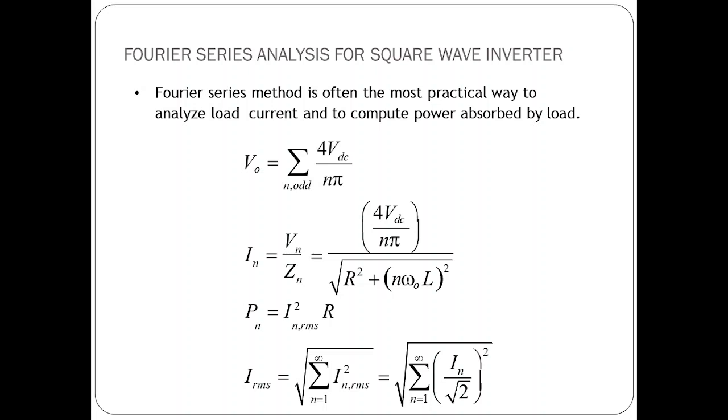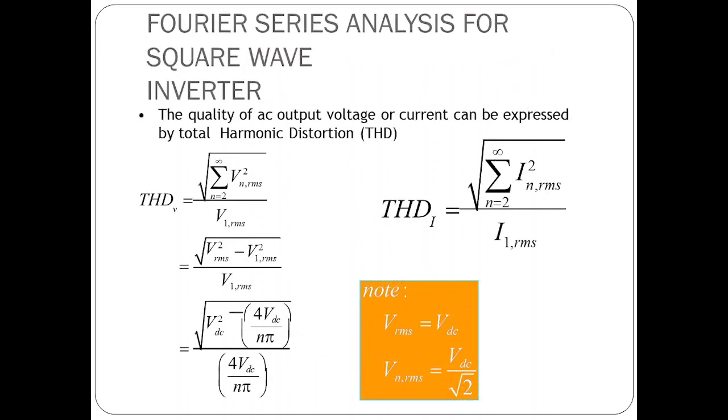Now to calculate these parameters, we require the formula P is equal to In square RMS into R, and therefore the RMS current is also found, and the Fourier analysis is done here. Now the Fourier series analysis for a square wave inverter will be used. So the Fourier series analysis for a square wave inverter can be used here to say that the quality of AC output voltage or current can be expressed by the total harmonic distortion.